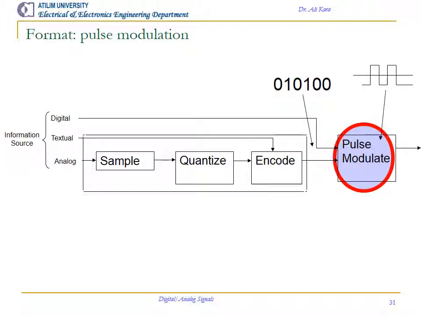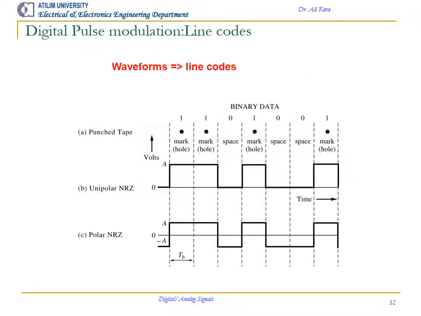Format: pulse modulation. Now we come to the pulse modulation, which is the transformation of bit streams into physical pulse-shaped waves. Digital pulse modulation line codes. Here, the waveforms are line codes. The first type we see is holes and spaces. This is the basic digital data representation, which can be seen as holes and spaces on a piece of paper. We see that the abstract values 1 and 0 are now physical quantities, represented by holes and spaces on some physical media. Electrical examples are unipolar and polar no return to 0 codes.